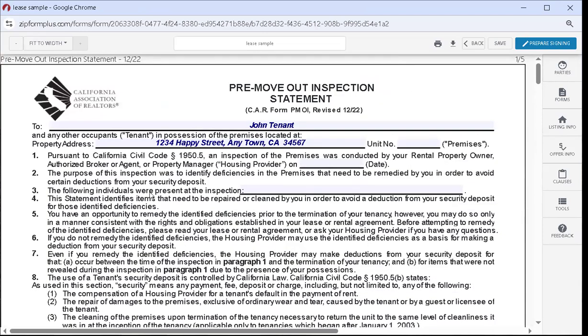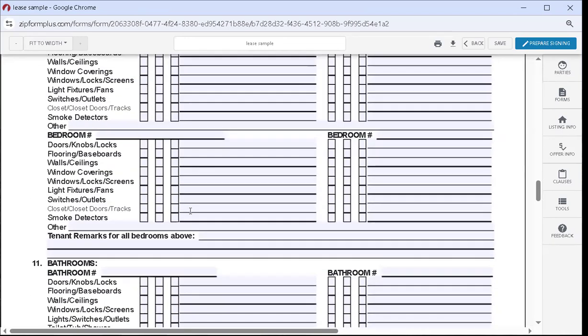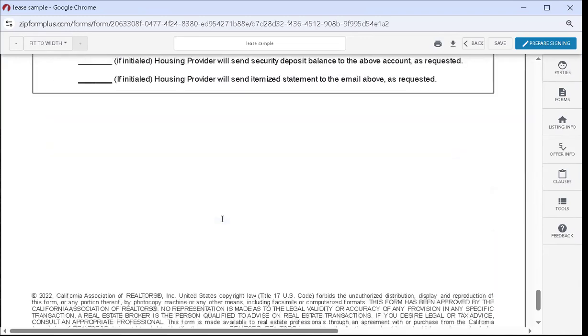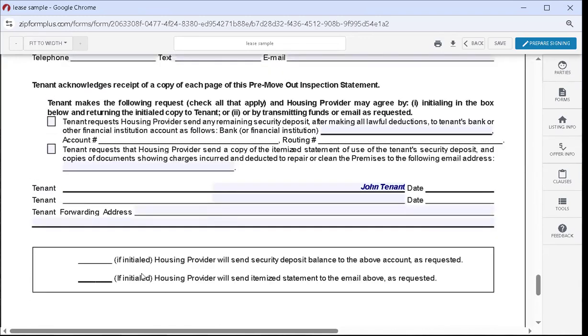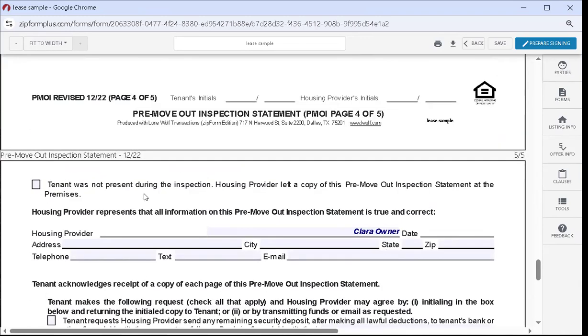So the purpose of this inspection is to identify deficiencies in the premises that need to be remedied by you in order to avoid certain deductions from your security deposit. Who's doing this? Let me look back. This is between the landlord, it's the landlord and the tenant. So the housing provider can go ahead and do a pre-move out inspection.